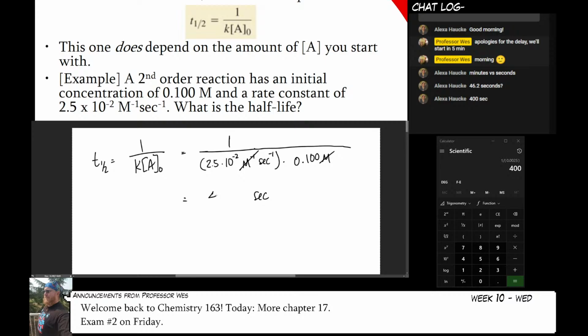Which is super inconvenient because I actually have to write it like this for sig figs. I'm certain I didn't do that on my slides. Yeah, I didn't.